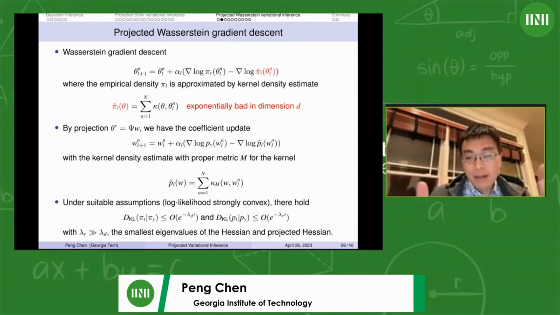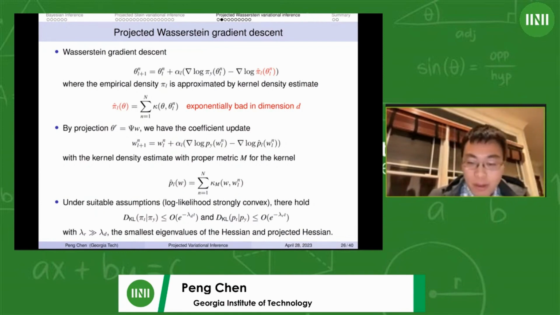So essentially, we apply a similar idea. We can project it down to low dimensions. We can also properly rescale and also put a certain metric on this kernel, and then we end up with this coefficient update, to update the coefficient of this projected prior and posterior, and also the current density in the low dimensional subspace. And for our density estimate, we still use the kernel density estimate, but it's much lower dimensional, and it also has a proper metric, given by, let's say, the Hessian metric, or given by the gradient information metric.